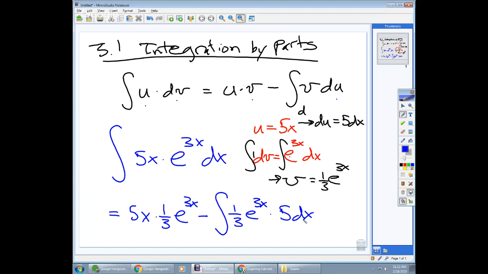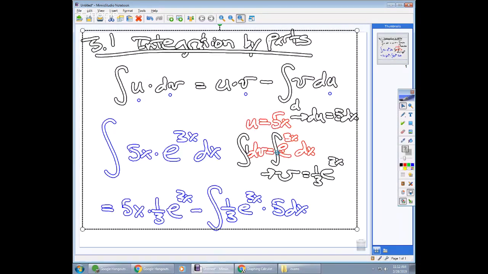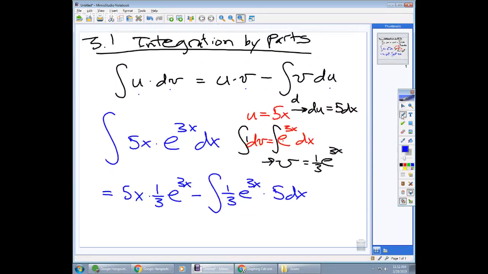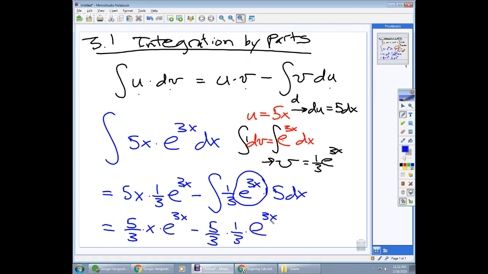So then you have this other integral to deal with. I'm just going to shift this a little so I can finish the last line here. All right. So again, continuing, I can blend the constants in the first part, call that 5/3 times x times e to the 3x. Minus, pull out the constants, another 5/3. And then what's the antiderivative of e to the 3x? 1/3 e to the 3x. And then we throw in our plus c because this is an indefinite integral.